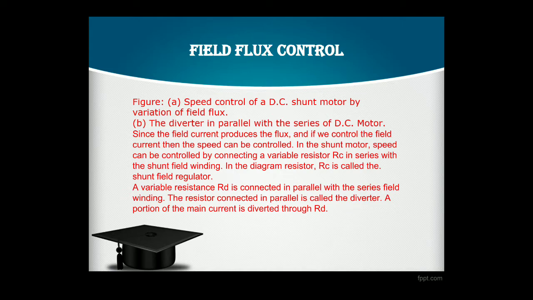A portion of the main current is diverted through RD. Practically, the shunt motor is a constant speed motor, because we can't control the shunt field current over a wide range. The shunt field current has a very small value, because the shunt field resistance has a very big value. So the shunt field current has a minimum value, and we can't control the speed of the shunt motor by the field control method over a wide range.